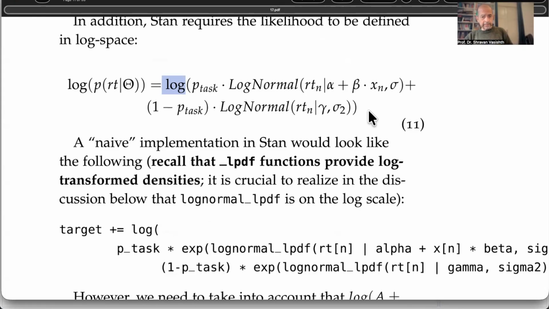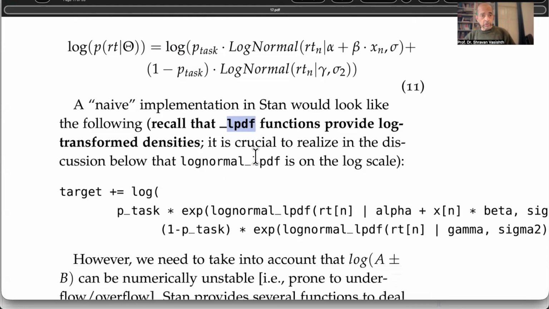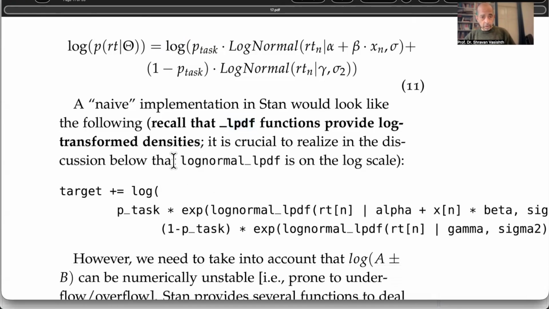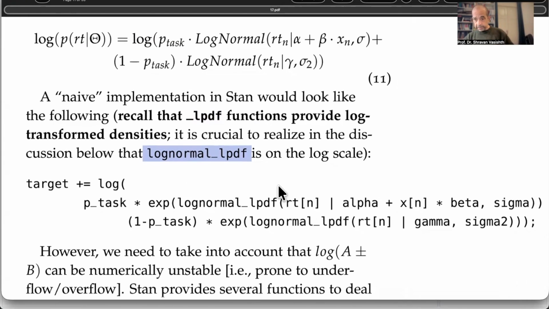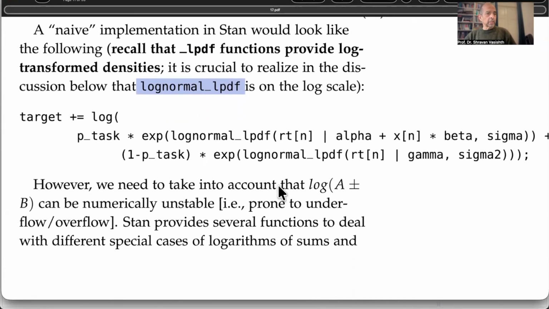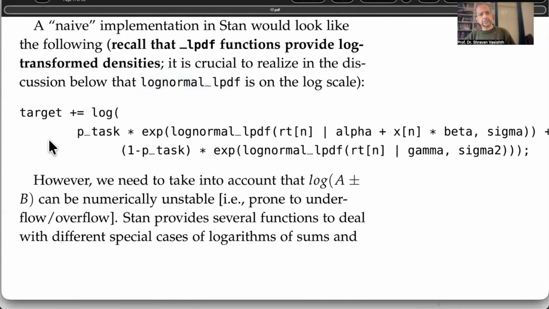What's about to happen next? I want you to remember that whenever we work with a probability density function, we are working on the log scale. So log normal LPDF is on the log scale. Okay, don't forget that now. That's a crucial point. So the syntax might look like this.